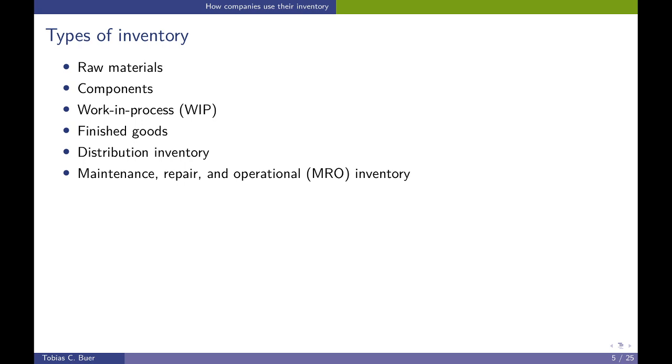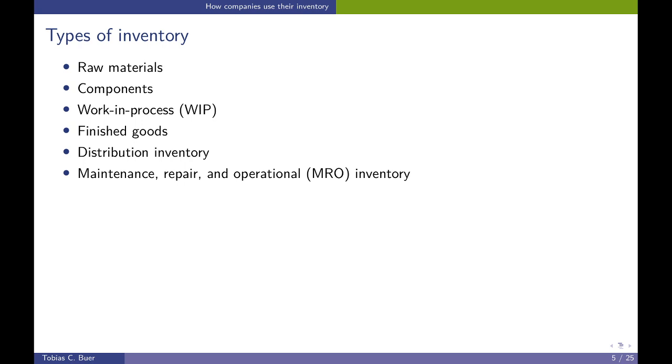Distribution inventory, what is this? These are finished goods that are within the distribution process. They are on their way to the shops, to the final customers, but they are still in our possession, and therefore they are considered as our inventory. And finally, we have maintenance, repair, and operational inventory. This is often short.